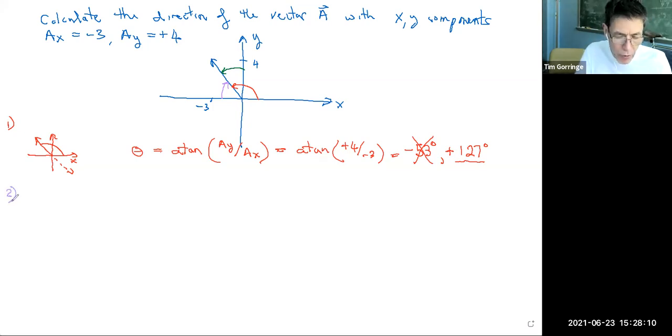Another way of quoting the direction of the vector here would be to quote this angle here. This is the angle above the horizontal axis. And so let's look at calculating that angle here.